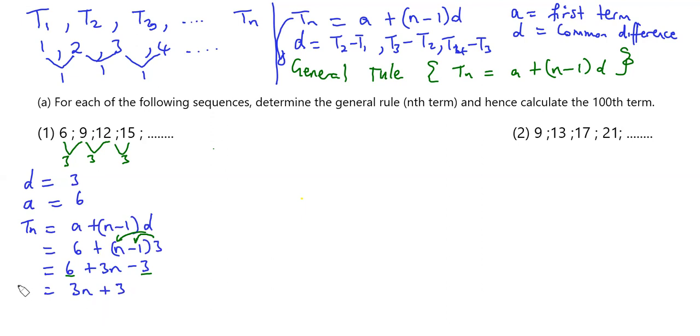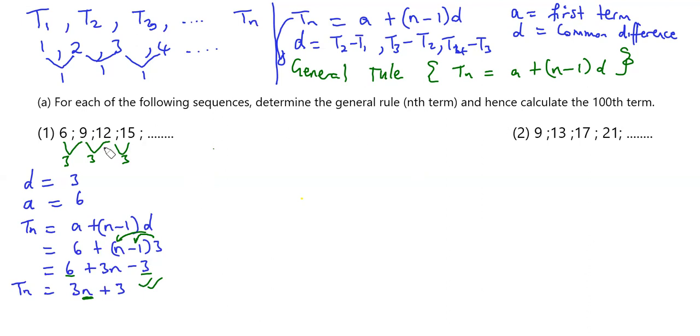Your general rule must always have the n, because we don't have a specific term that we are talking about. We are just saying general, a rule that can find us any term that we want. So let's see here, they want us to calculate the 100th term. The first answer here is sorted: it's the general rule we have to calculate the nth term.